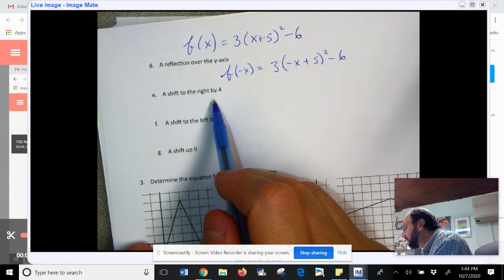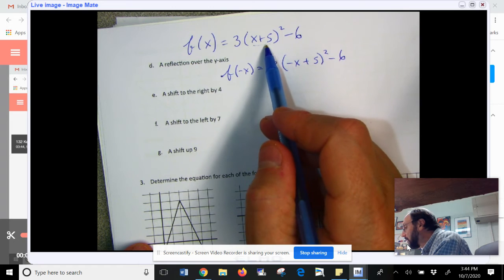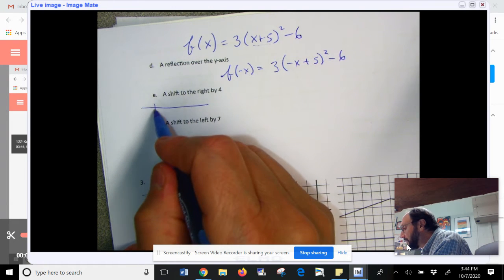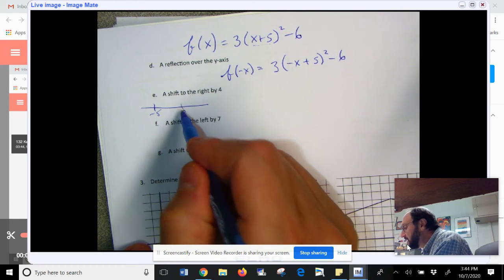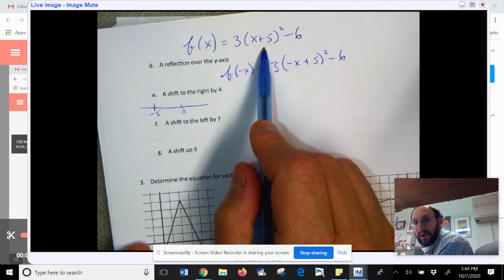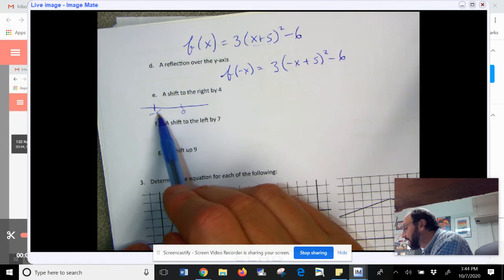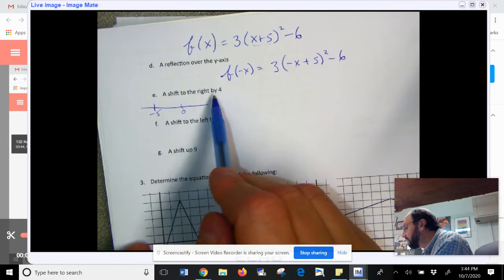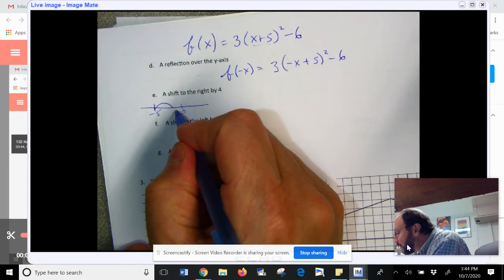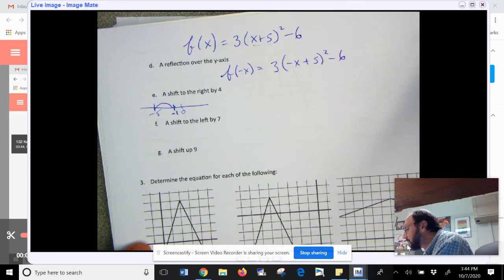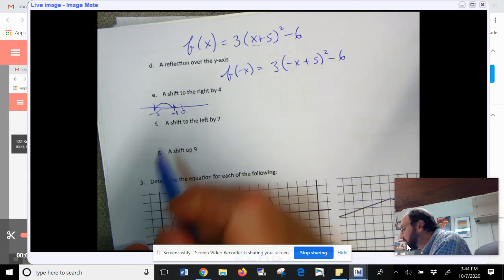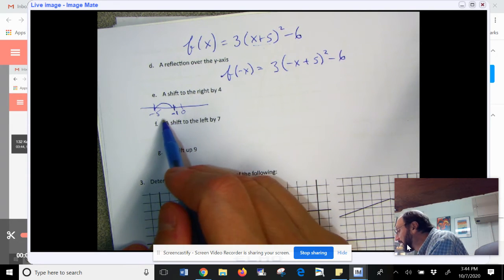Shift to the right 4. This problem is already shifted to the left 5. That's where that is. If you were saying this problem, you'd say, oh, it's left 5. So the left 5 is over here at negative 5. If we shift to the right 4 of that, we would end up over here at negative 1. In other words, negative 5 plus 4, because we're trying to get it to the right of there.